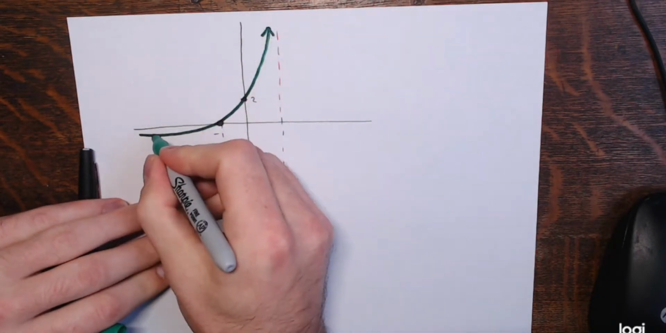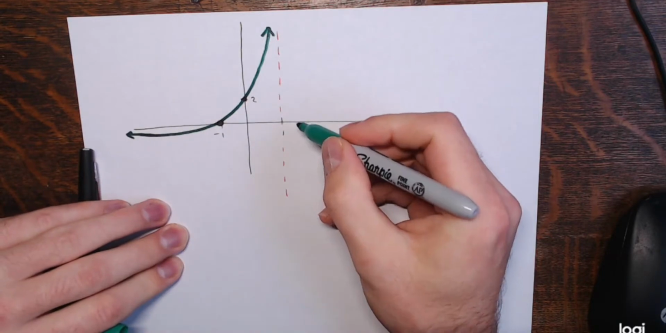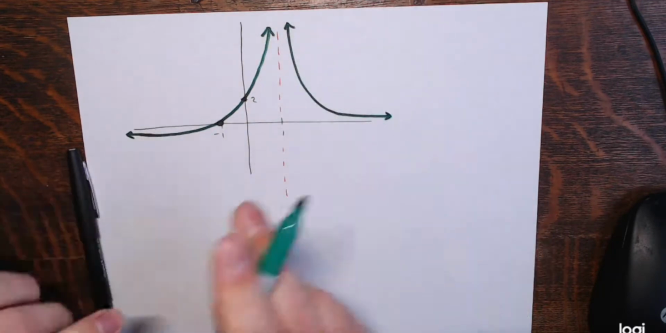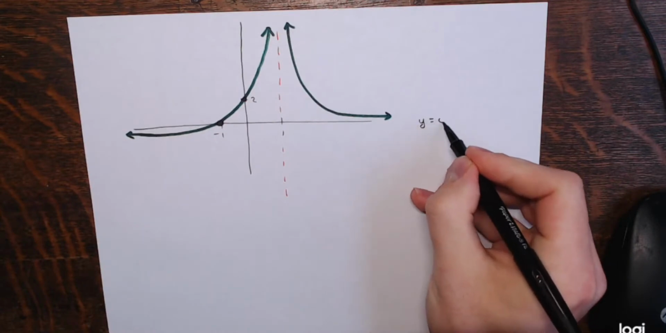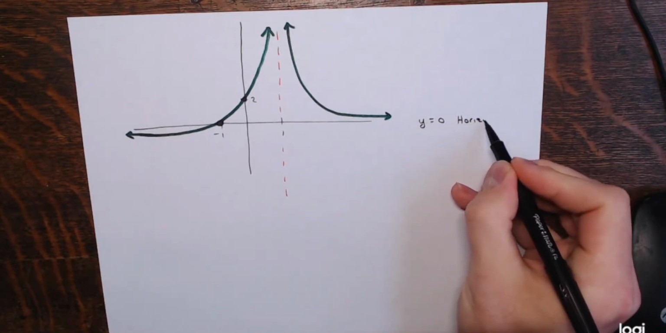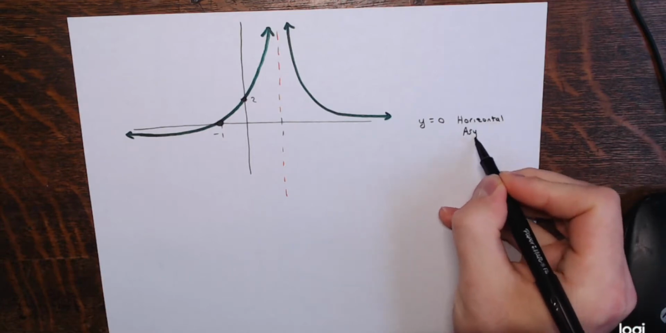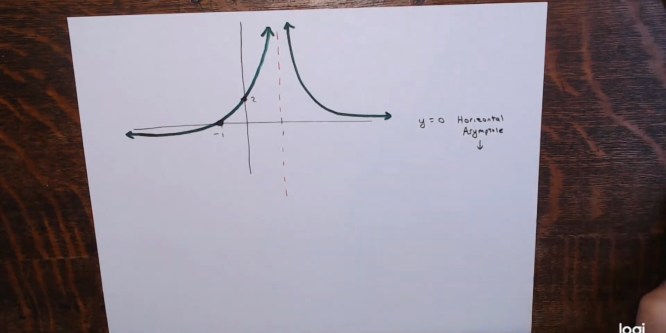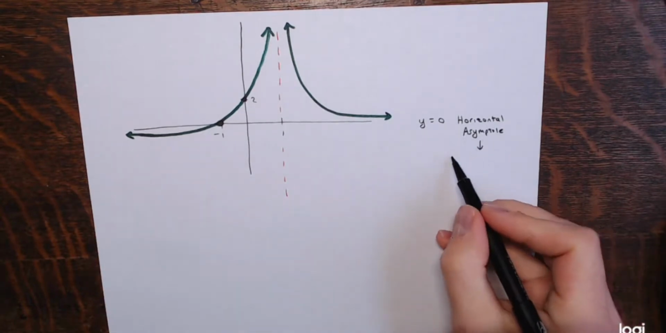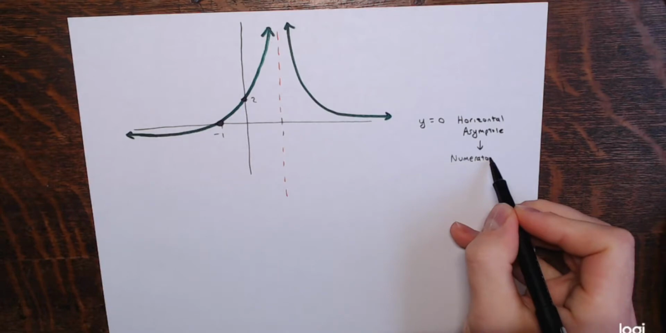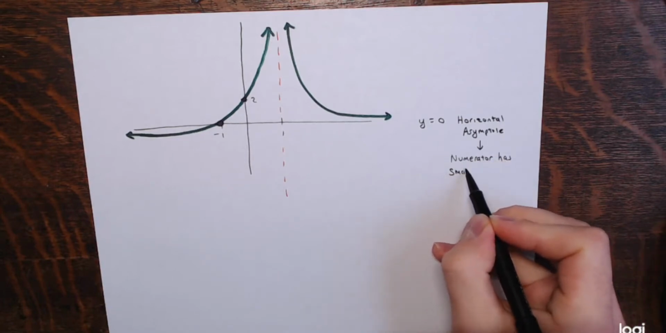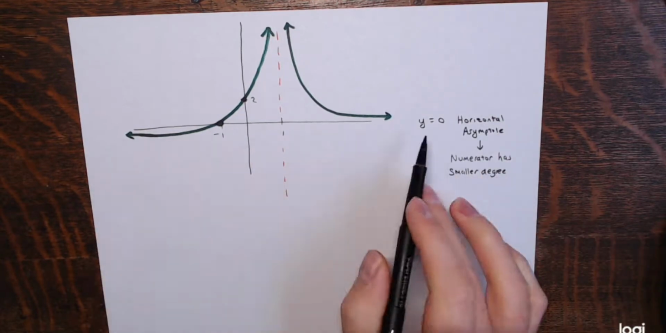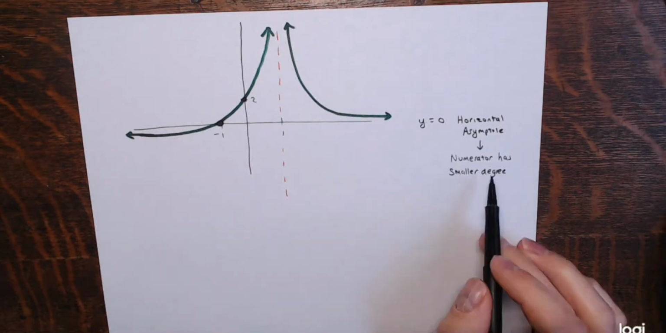And then approaching the x-axis to the far left, and doing something like this over here, approaching the x-axis again. So it has the x-axis as a horizontal asymptote, right? Y equals 0 is a horizontal asymptote. And remember what that meant from section 5.6 part 1? That meant the numerator had a smaller degree than the denominator. I'll just write numerator has smaller degree. So if the x-axis is a horizontal asymptote, the numerator is going to have a smaller degree.